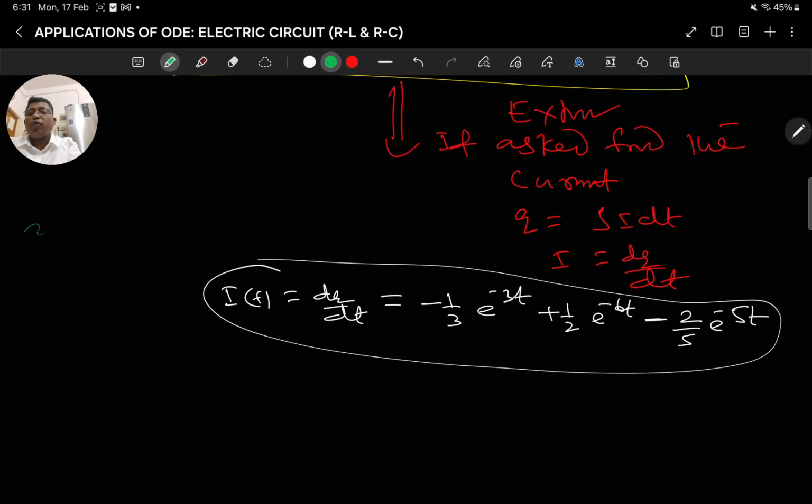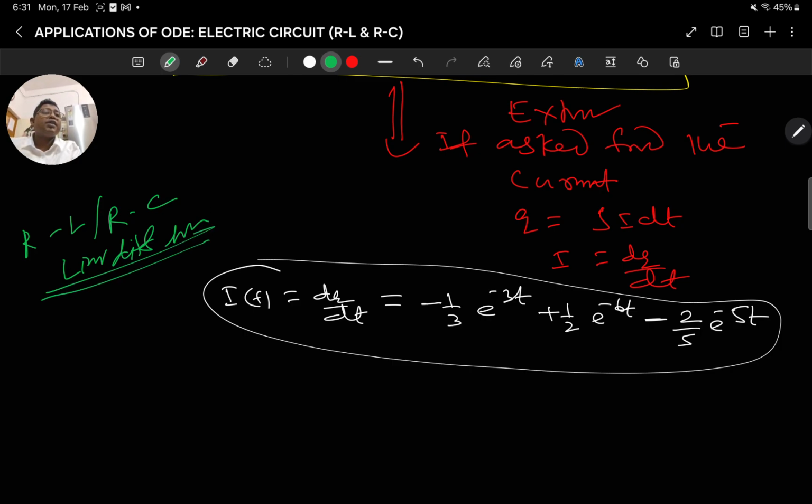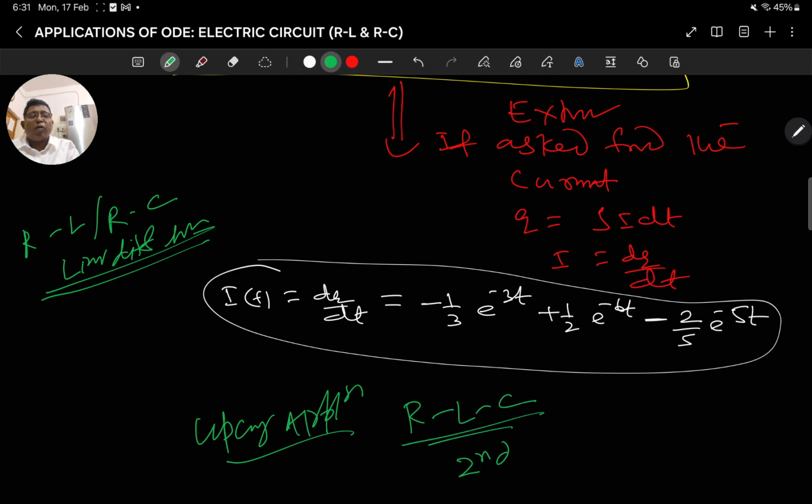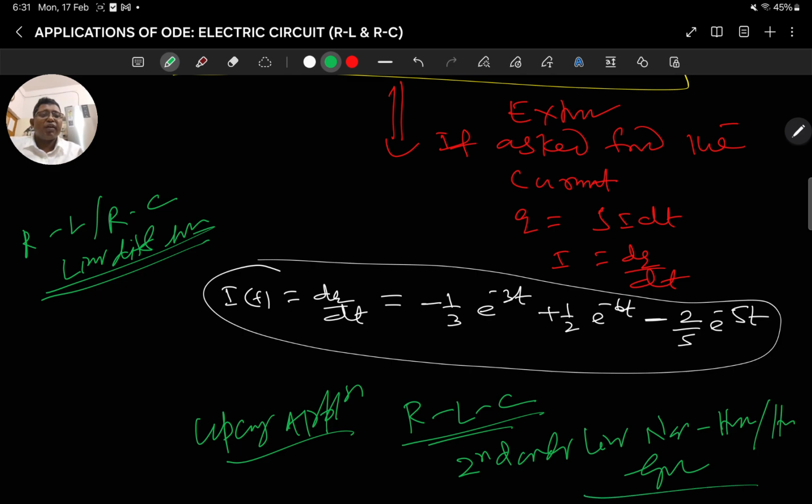To conclude, we are given an RL circuit or an RC circuit, and we find a linear differential equation. Then we use the solution of the linear differential equation, substitute the initial condition, and move accordingly. Now in the upcoming application, we will see RLC circuits. Here we will find a second order linear non-homogeneous or homogeneous equation, and subsequently we will learn the solution technique for this.